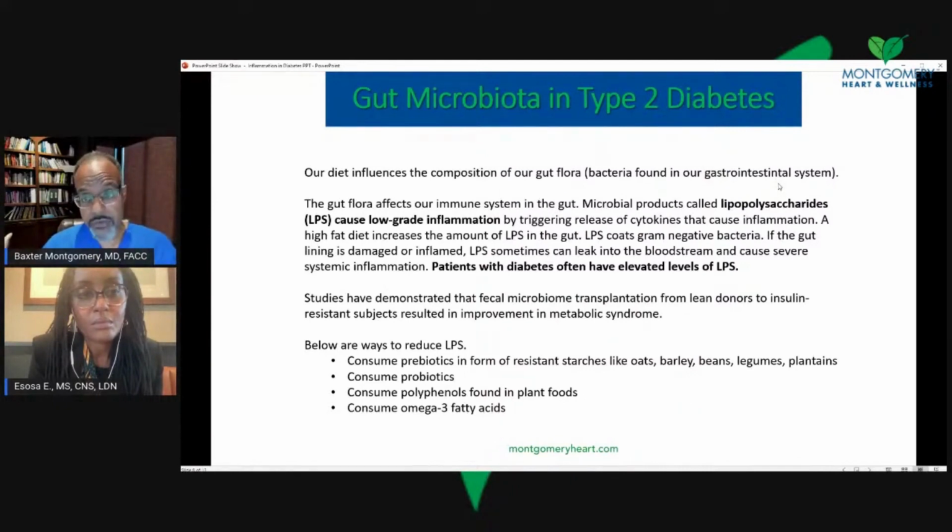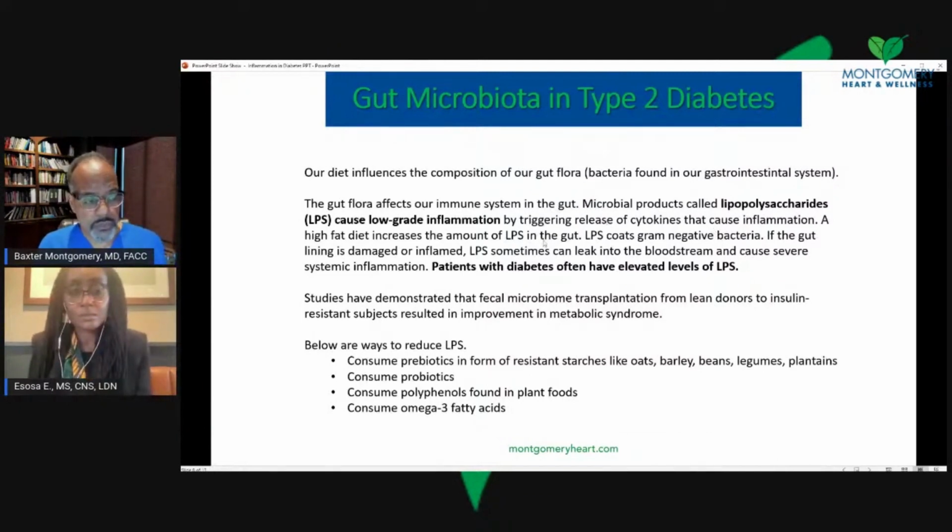Now, we have bacteria all over our body. We have probably about 10 times more bacterial cells than we have innate human cells. And this microbiome, this ecosystem, if you will, is really important for our body's function. It's important for our normal body's function. The gut flora affects our immune system in the gut. The microbial products called lipopolysaccharides, again, these are some molecules we can measure, cause low-grade inflammation. I bet there are probably hundreds of other molecules that we don't measure or have yet to discover that contribute to inflammation as well.